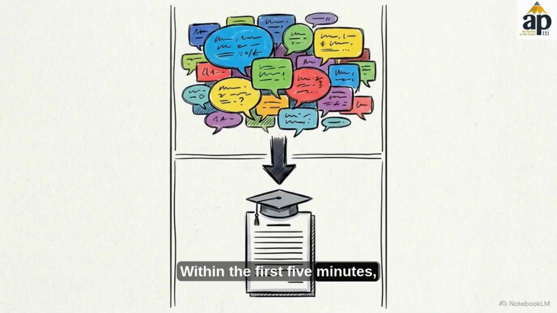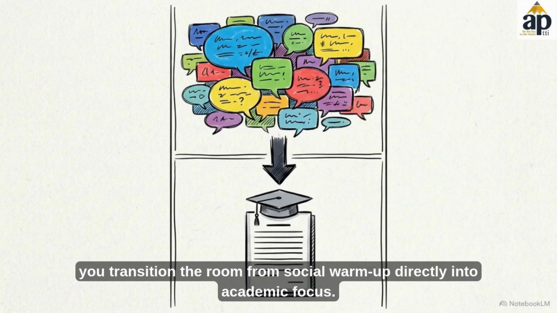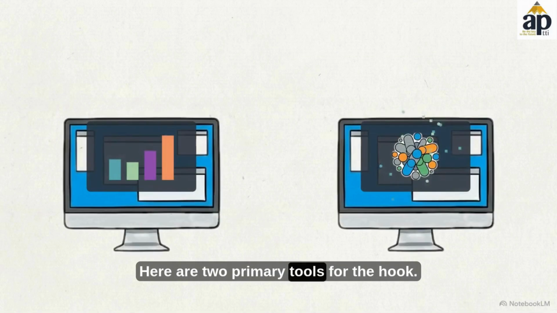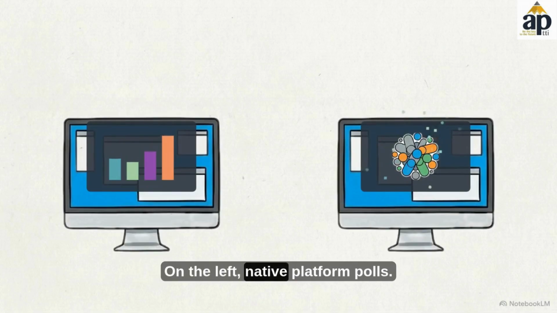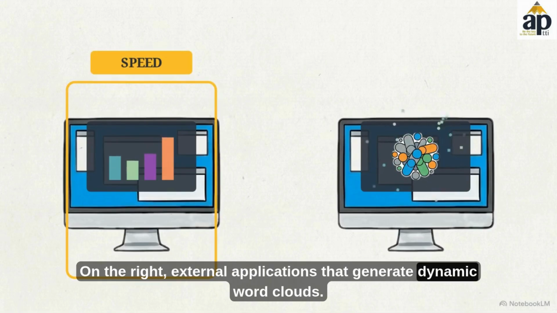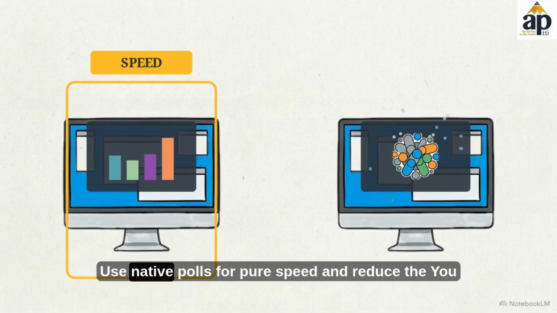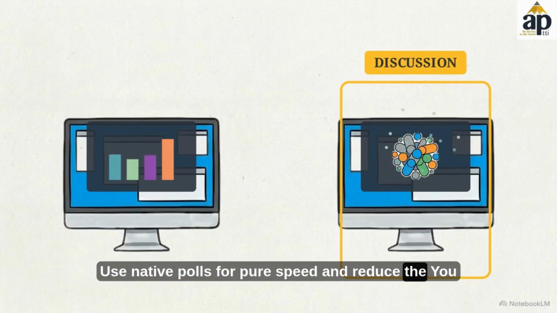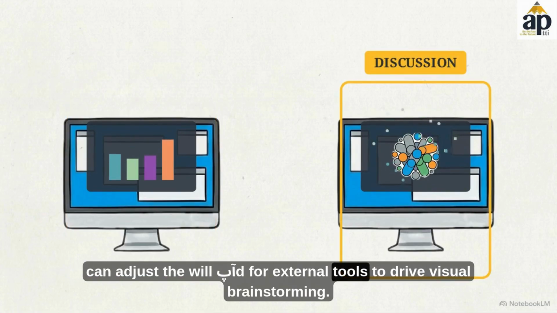Within the first 5 minutes, you transition the room from social warm-up directly into academic focus. Here are 2 primary tools for the hook. On the left, native platform polls. On the right, external applications that generate dynamic word clouds. Use native polls for pure speed and reducing friction. Opt for external tools to drive visual brainstorming.